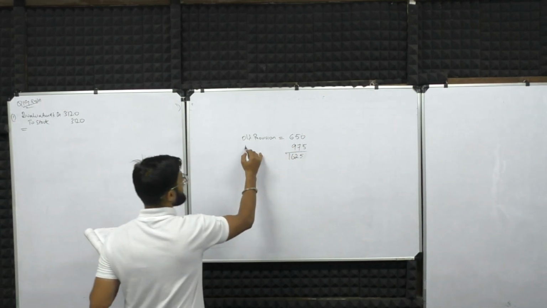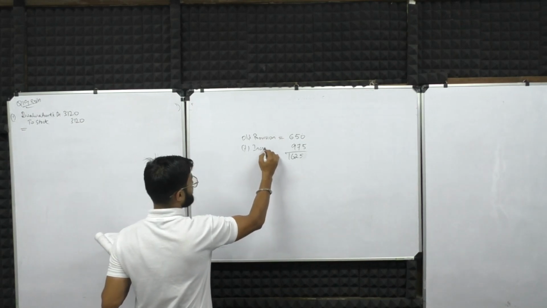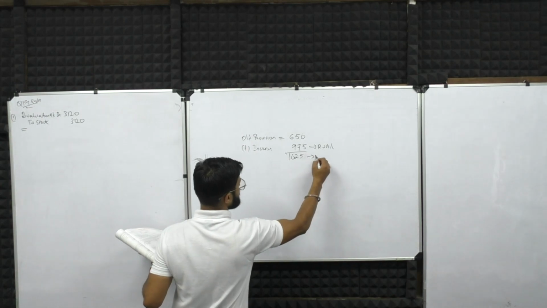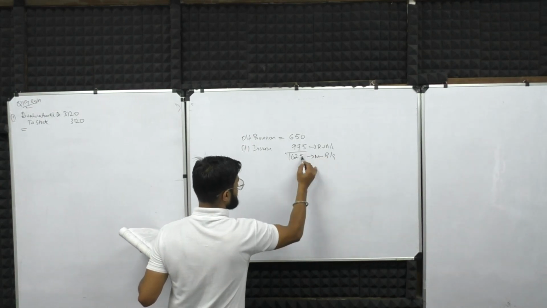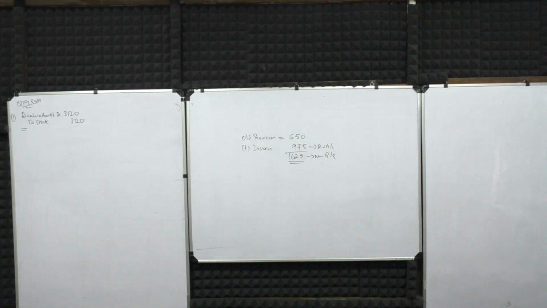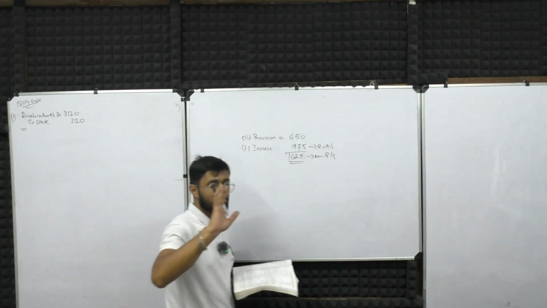975. I increase the amount. This will go to the revaluation account. This will go to the new balance sheet. Entertainment game. 975. Any doubt?